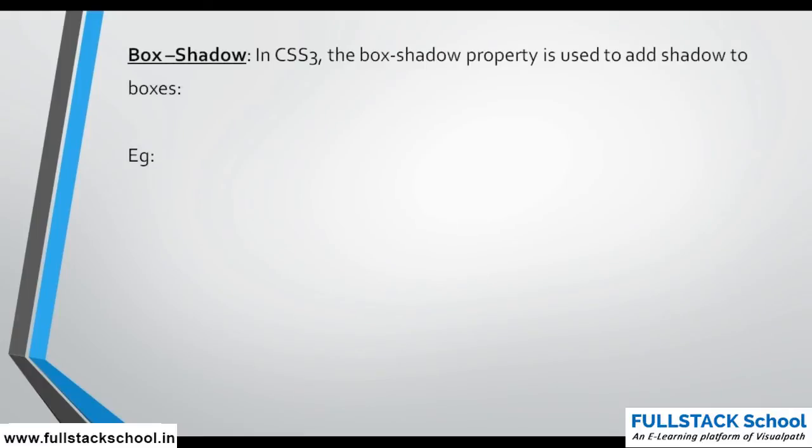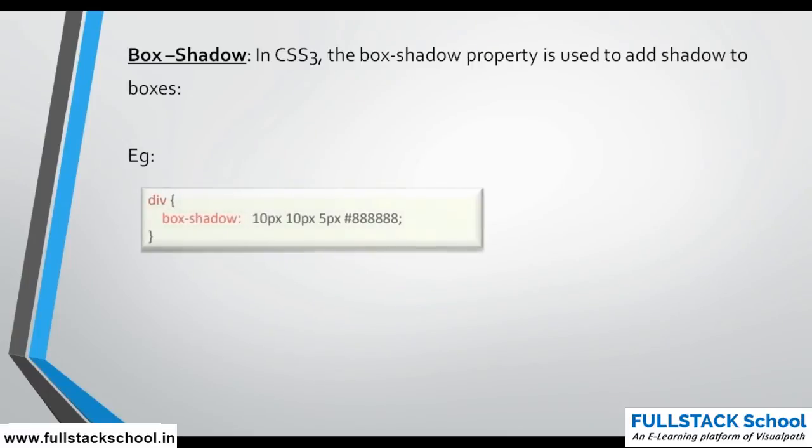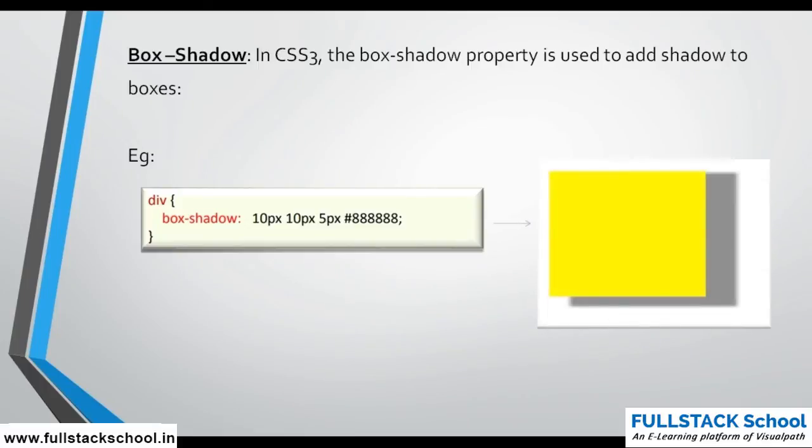Next, we have box shadow. In CSS3, the box-shadow property is used to add a shadow to boxes. For example, box-shadow 10 pixels, 10 pixels, 5 pixels, then the color. So to make it a box shadow, the shadow will be on the right side. If you put it like this, see the output. The shadow is on the right side, 10 10 to the right, and the 5 at the bottom.